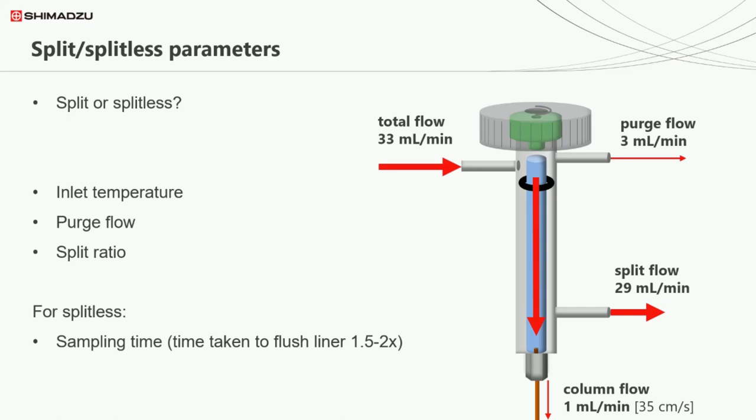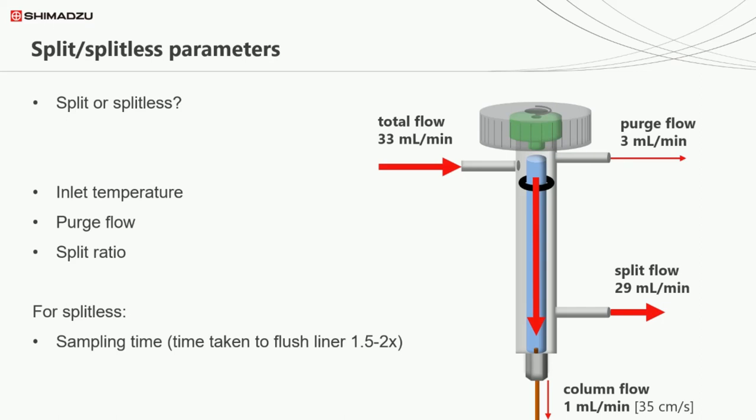For splitless analysis, you'll also need to have a sampling time, which should be the time taken to completely flush the liner through 1.5 to 2 times. After this, the split vent should be opened again to ensure a good sweep of the liner.